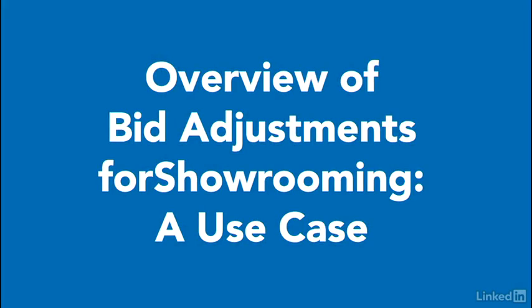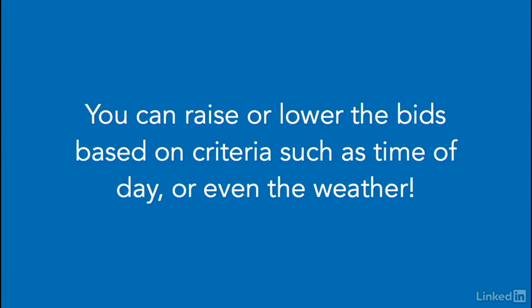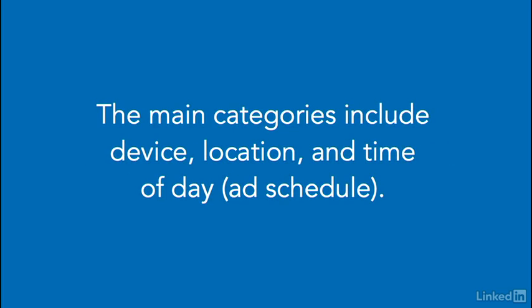AdWords is incredibly flexible and allows you to raise or lower your bids based on criteria such as the time of day or even the weather. This can be used in ads to advertise a cinema when it's raining, hoping it will pull people into an afternoon show. The main categories include device, location, time of day. Let's work through some of the considerations you may want to have in mind by hopping over to AdWords.